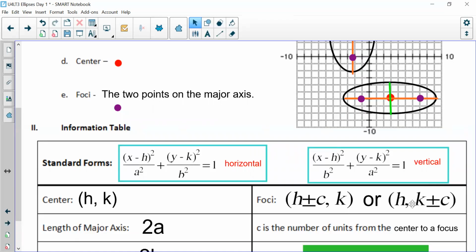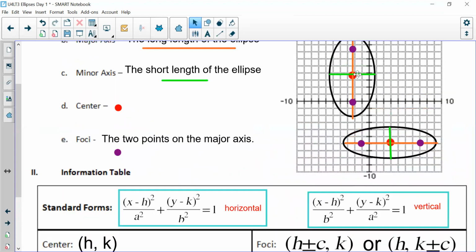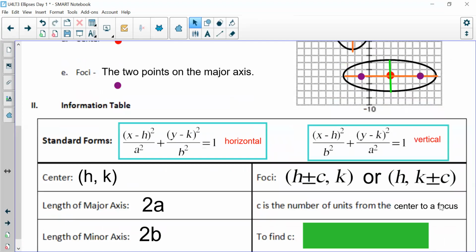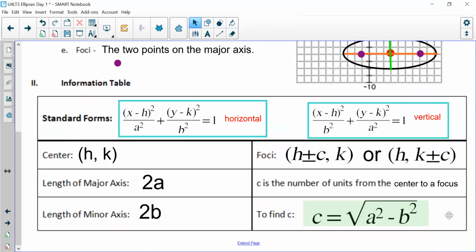This one over here is a vertical ellipse because the C is affecting the Y value. k is the Y value of the center. So if you add C to the Y value, you're going up. If you subtract C from the Y value, you're going down. If you have a horizontal ellipse, this is how you find your foci. If you have a vertical ellipse, this is how you find it. And C is, I can only imagine what you're thinking right now, C is the square root of A squared minus B squared.